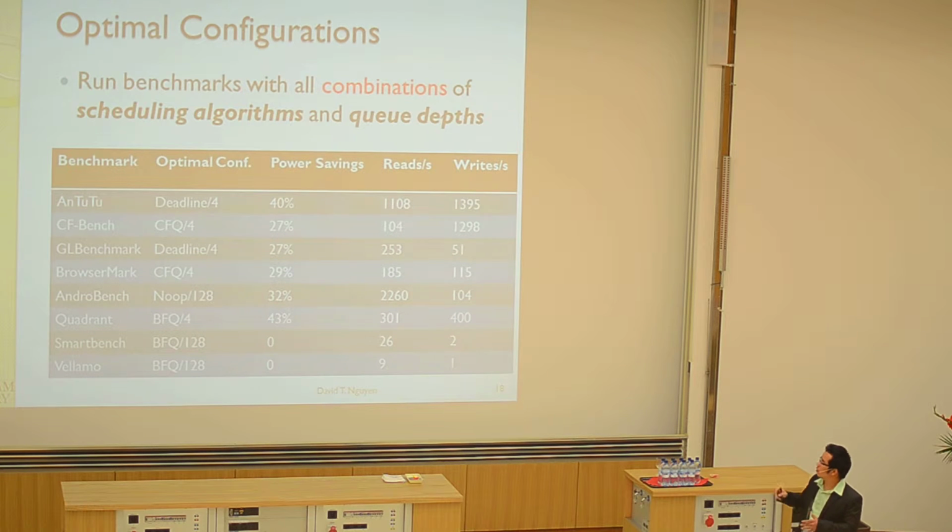This is still a high-level I/O pattern. In this case, it's reads per second and writes per second. You can also see that there are two benchmarks down there that have 0 power savings. Why is that? Because the optimal configuration here is BFQ and 128, which is exactly the same as the default configuration. Also, when you take a look at the I/O pattern, you have really few reads and few writes, which also confirms this. So it's not storage intensive.